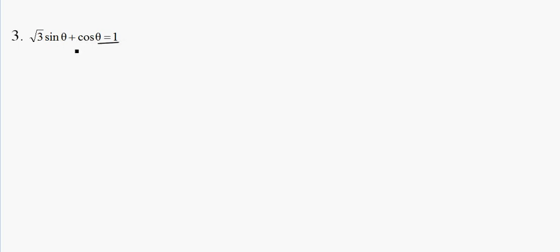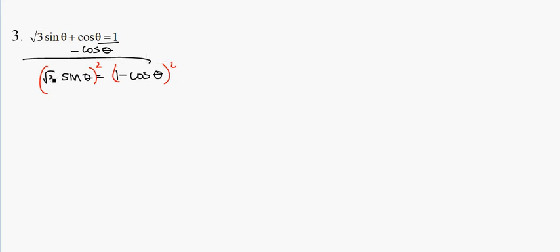So I'm going to move this cosine over. So I'm going to get the square root of 3 sine theta equals 1 minus the cosine of theta. I'm now going to square both sides, so I'll use a different color. Squared.